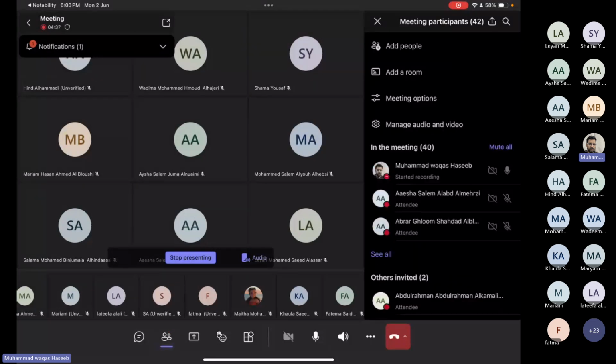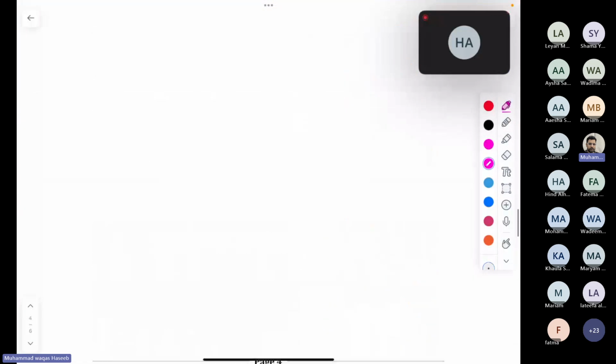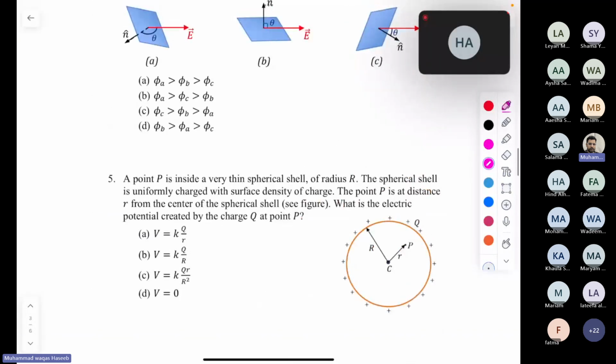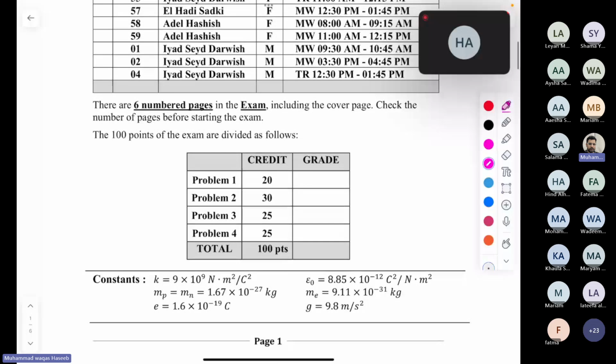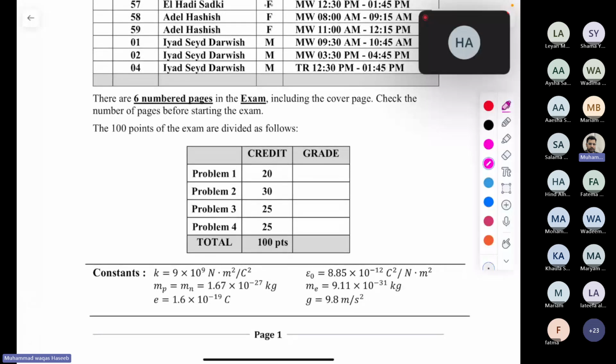Okay. So the most important thing is what you have learned in your class and how you can reproduce it in the exam.